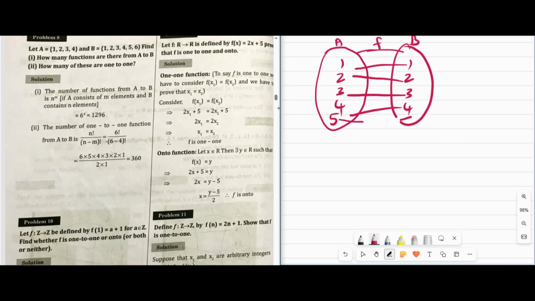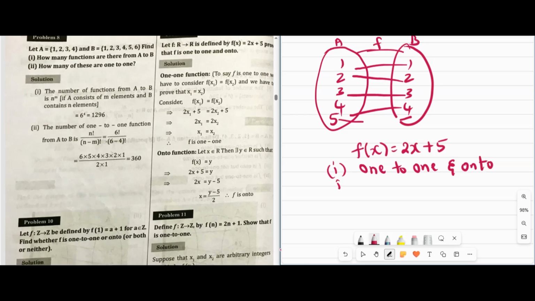So moving on to an important question here: find the bijective function. They may ask you to find the function f from R to R defined by f of x equals 2x plus 5. Prove it is 1-1 and onto. That is the first type they can ask. Prove it is 1-1 and onto.